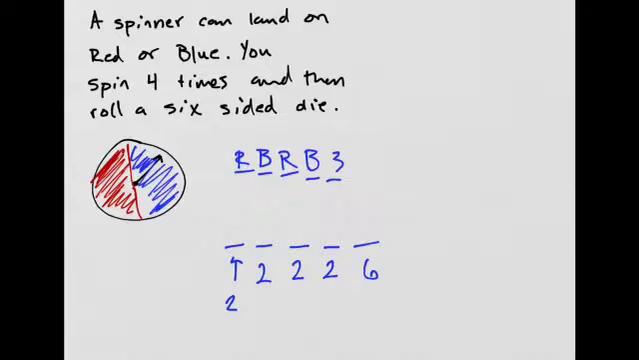Do you understand it? So the total here is going to be 2 times 2 times 2 times 2, which is 16. Times 6 is, I don't know, it's 96. So this equals 96 if we multiply them all together.